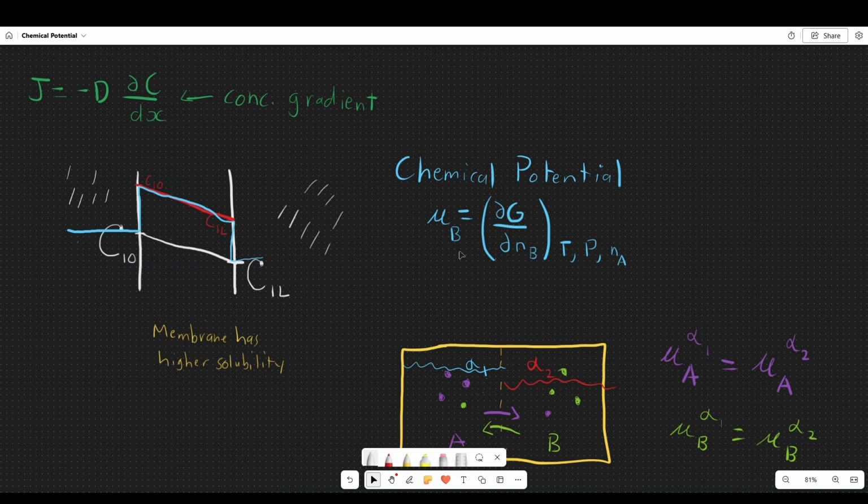So what this means for this system is that, let's say we said that the membrane has a higher solubility of the solute, right? It has a higher solubility, and so the chemical potential of, let's say, species 1 in the membrane has to be equal to the chemical potential in, let's say, the solution. This is what has to happen. And this doesn't mean that the concentrations have to be equal.